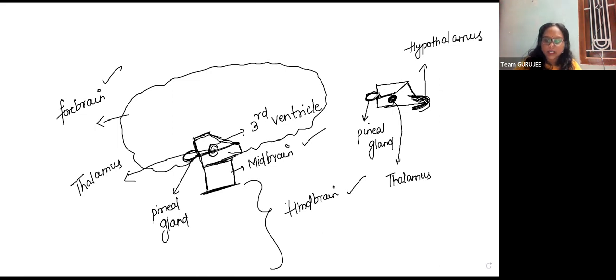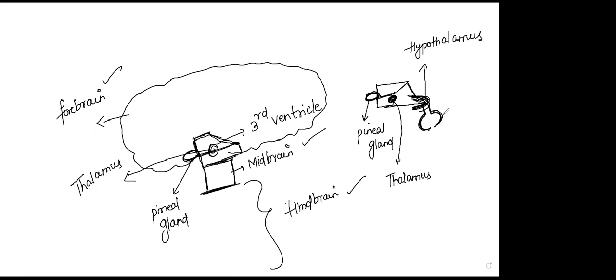And when you look down to this hypothalamus, there is another structure which is attached to this hypothalamus. Can you tell me what that is? A very important gland of our body. Pituitary gland. Very good, pituitary.